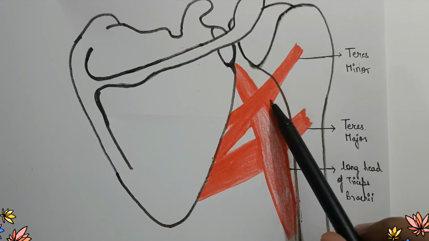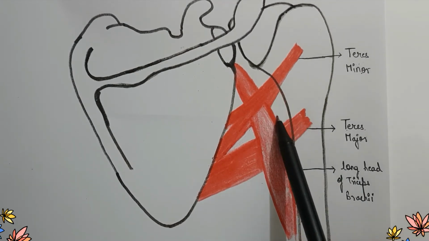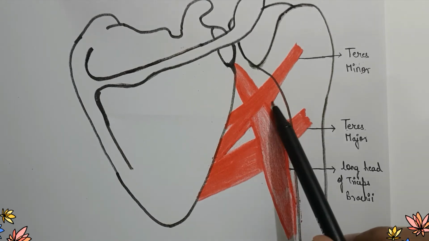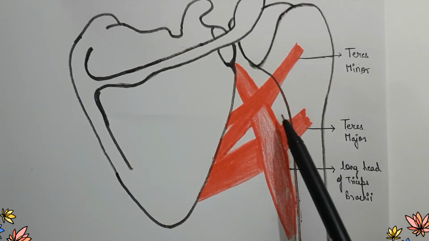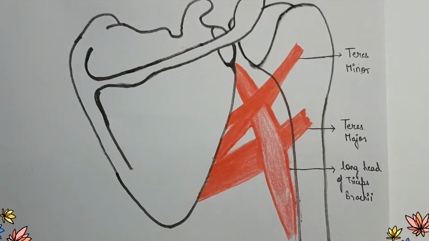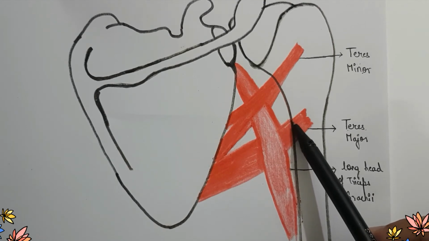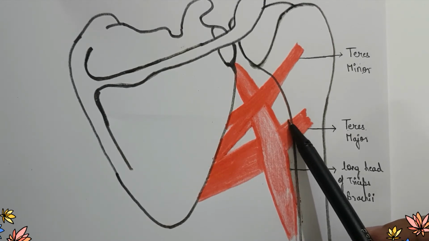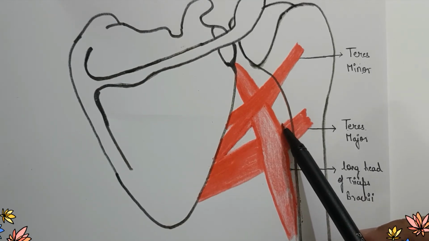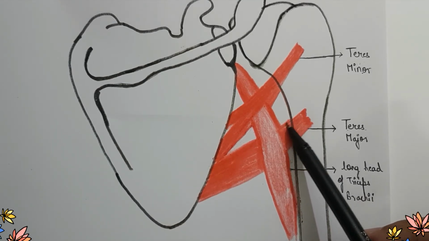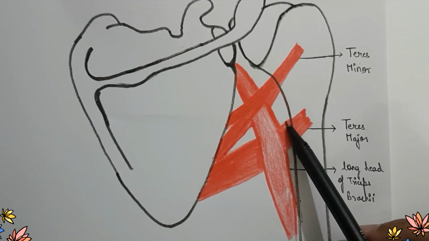Now the quadrangular space is a bit complicated. The quadrangular space also has a superior, an inferior, a lateral, and a medial boundary. This right here is the quadrangular space. The inferior boundary is formed by the superior border of the teres major muscle, right here.